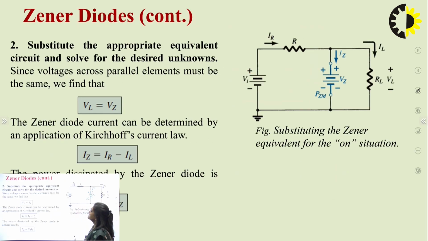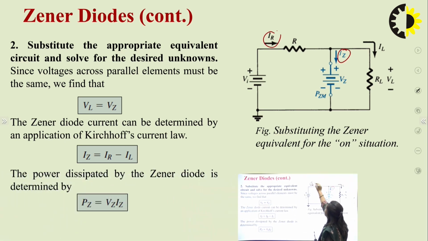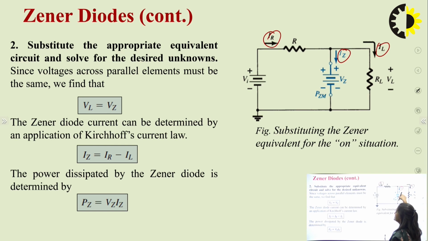So this is how VL is equal to Vz and Iz is equal to IR minus IL. We can find the value of Iz, this is IR and this is IL. So Iz is equal to IR minus IL. Iz is the current flowing through the Zener diode, and the power dissipation across this diode, Pz, would be equal to Vz multiplied by Iz. This is the power dissipation across the diode.